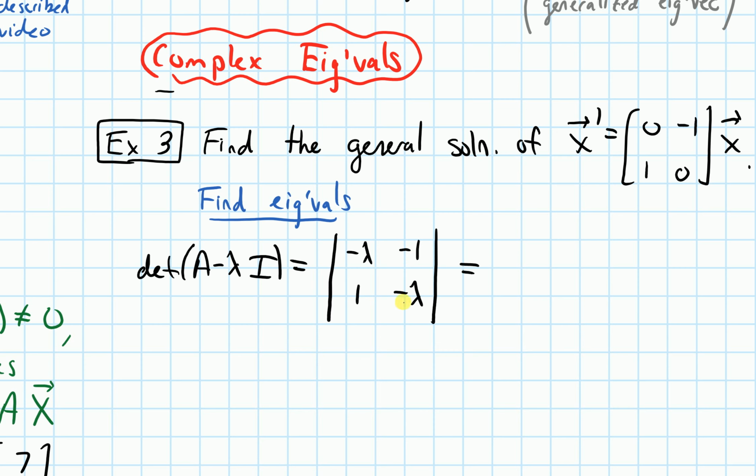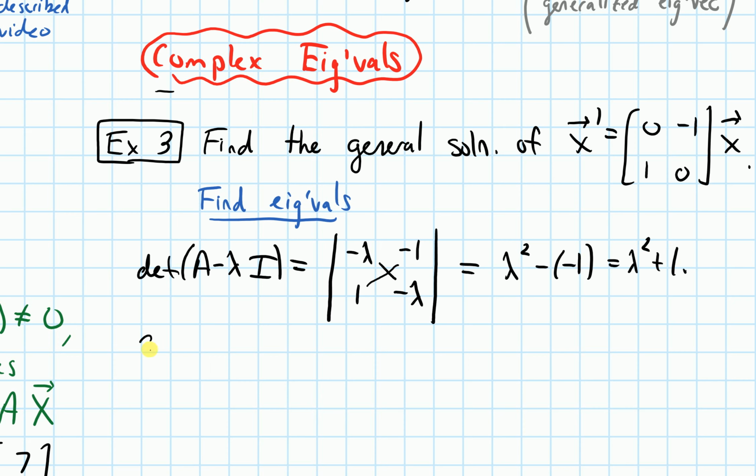And now taking the determinant, first we multiply the two negative lambdas. That'll give us lambda squared. And then multiply the 1 and the negative 1. So that's negative 1. But we subtract that. So we subtract negative 1, which is lambda squared plus 1. So that's our characteristic polynomial.